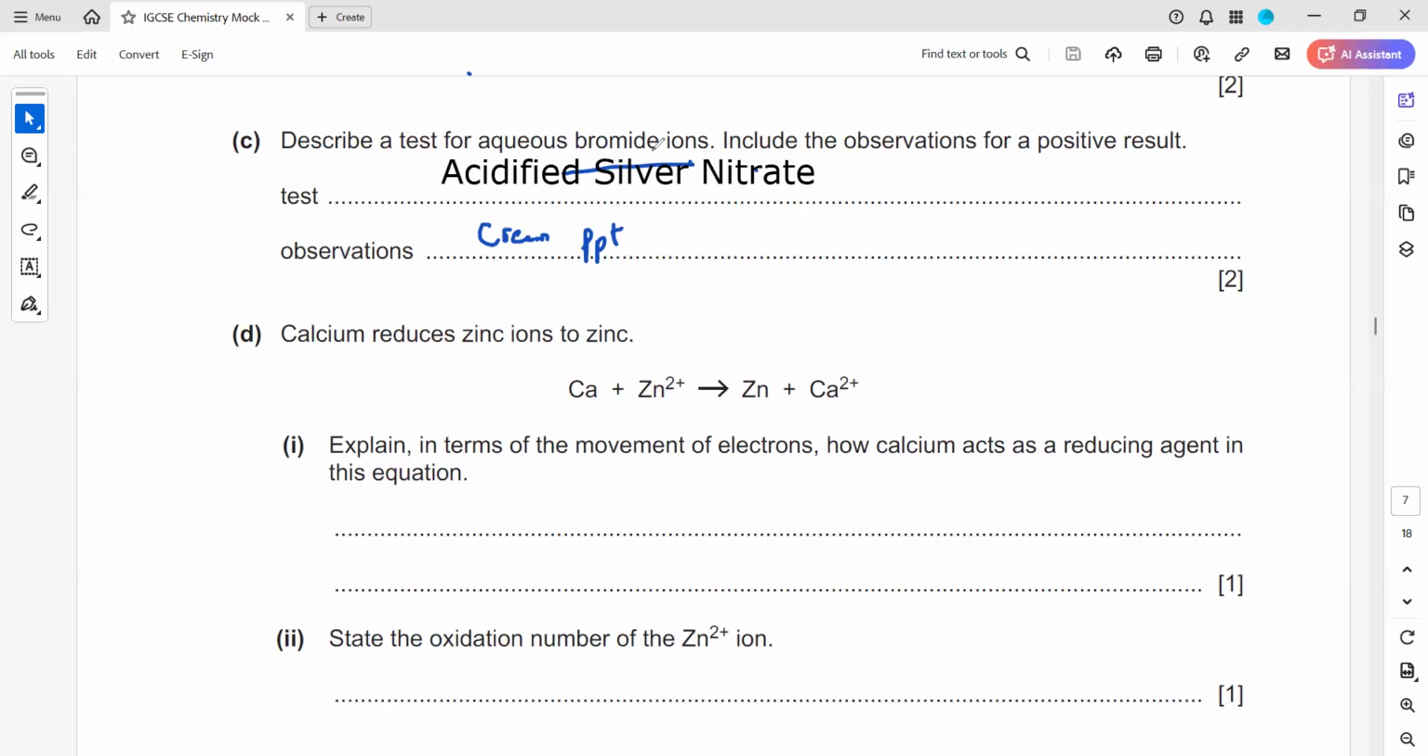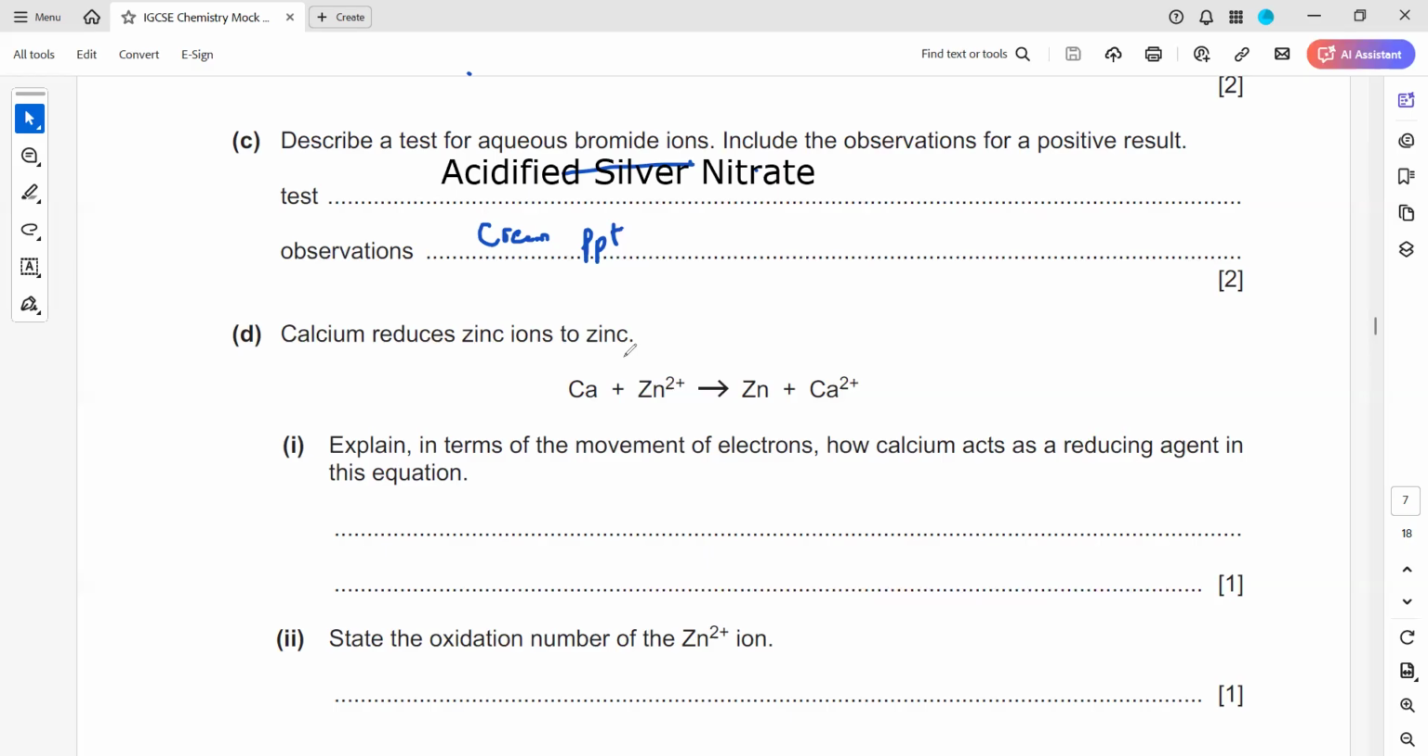So cream color is due to the bromide formation. If you write white, you will lose the mark. So here be specific: chloride white, bromide cream, iodide yellow.